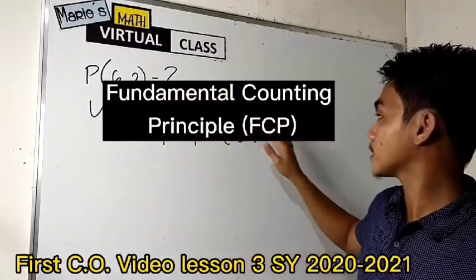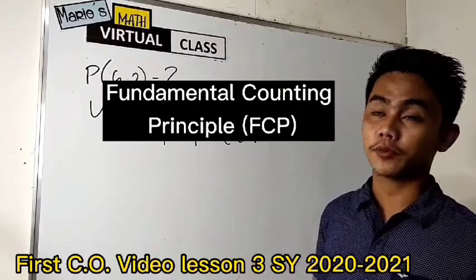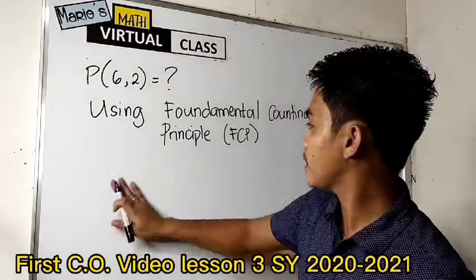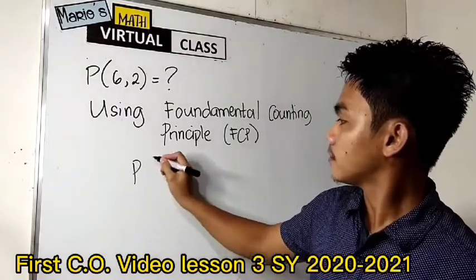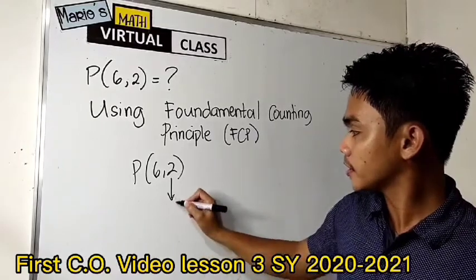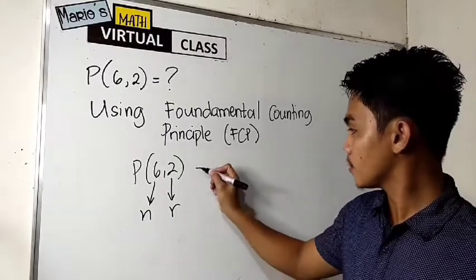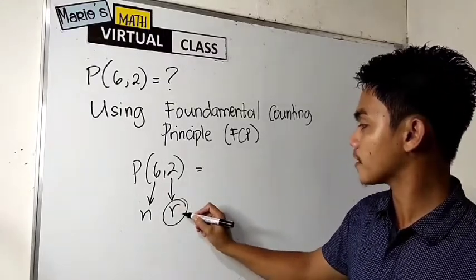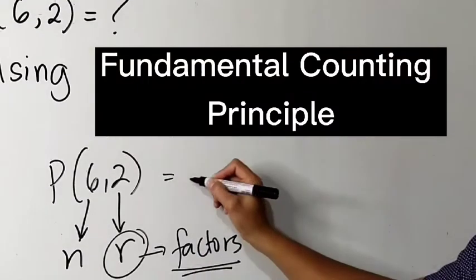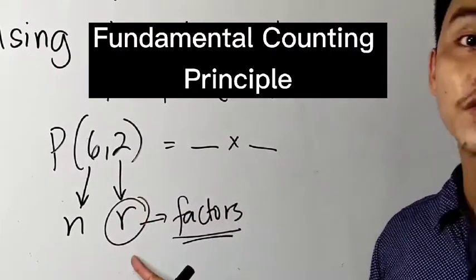But there is another approach or method that we can use in solving permutation, using what we call the fundamental counting principle. Yes, we can also use the fundamental counting principle. According to the definition of the fundamental counting principle, we may solve this by having permutation of 6 taken 2. Remember that this is your r and this is your n. So your r will determine how many factors we have. So the r will be our factors. How many factors do we have? 2 factors, because our r is 2.